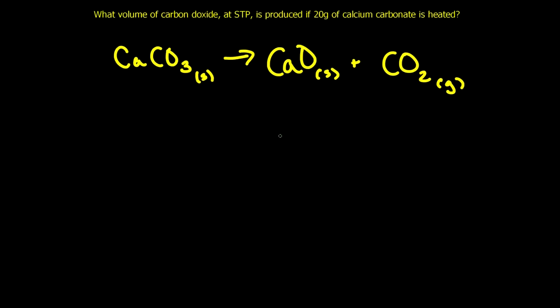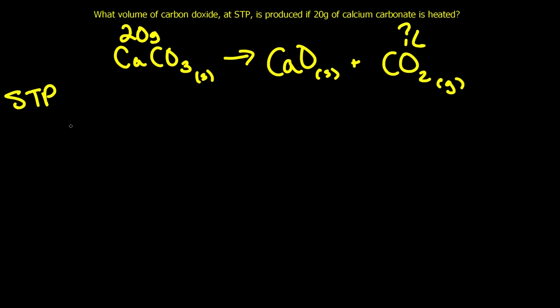What volume of carbon dioxide at STP is produced if 20 grams of calcium carbonate is heated? All right, let's pick out our information. We are at STP, standard temperature and pressure. We're looking for the volume of carbon dioxide, so I'm looking for the liters of CO2 if 20 grams of calcium carbonate is heated. CaCO3 is calcium carbonate, and I've got 20 grams of it. So we're doing mass to volume at STP.